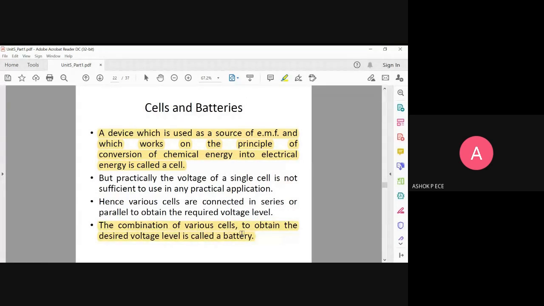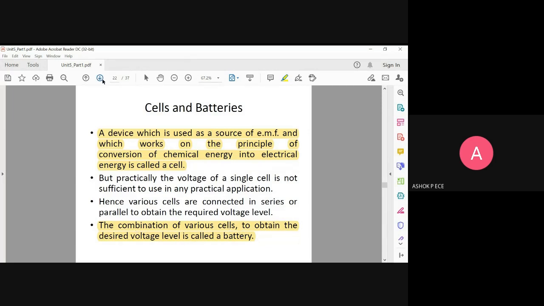Cell is the basic unit which uses the principle of conversion of chemical energy to electrical energy to produce an EMF. The EMF is proportional to how much chemical you have inside the battery. If the chemical level is high, the EMF will be high. When you find that the battery is not working, it means it has dried up, so all the chemicals have been converted into electrical energy. So a battery is a series or parallel combination of cells, and a cell is the basic unit producing EMF.